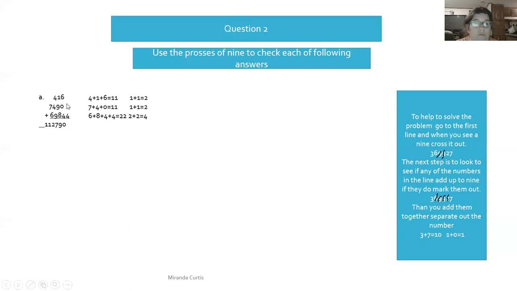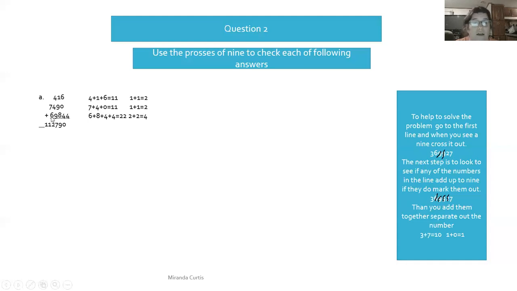So what we're going to do is bring it over here and add it together. And this is how we're going to check to see if the problem's right. So 4 plus 1 plus 6 is 11. And then you're going to separate out. 1 plus 1 equals 2. That's going to be your remainder. Then you bring this over after you take that 9 out. 7 plus 4 plus 0 equals 11. Now we're going to move it over. 1 plus 1 is 2, so that's our remainder right now.